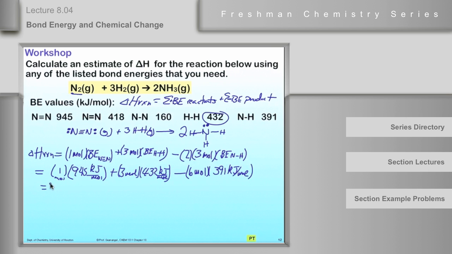The numbers I got, 945 kilojoules plus 1,296 kilojoules. You can check yourself if you're willing to do so. Minus 2,346 kilojoules. And that boiled down to negative 105 kilojoules for delta H reaction.